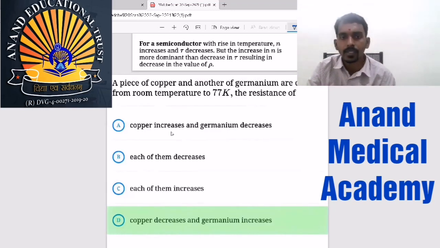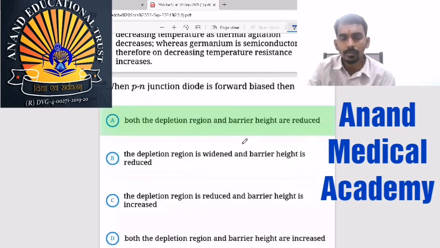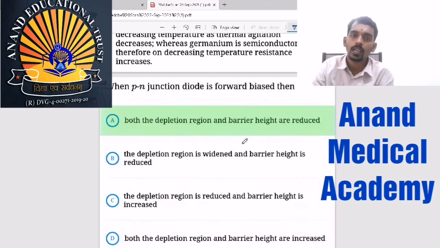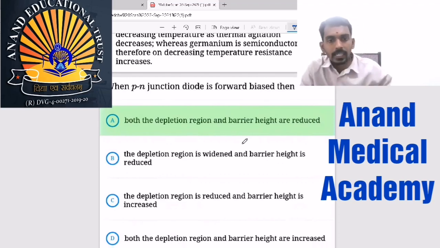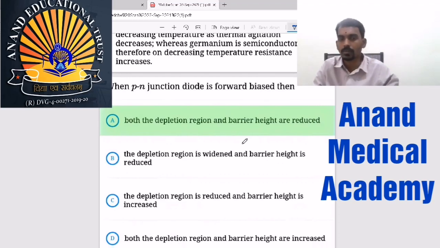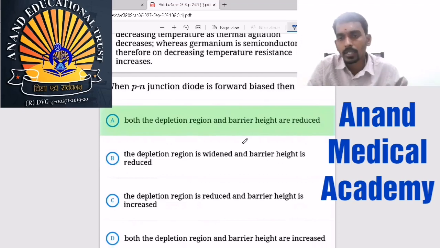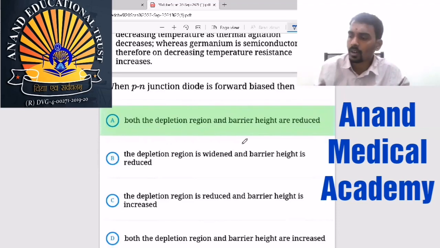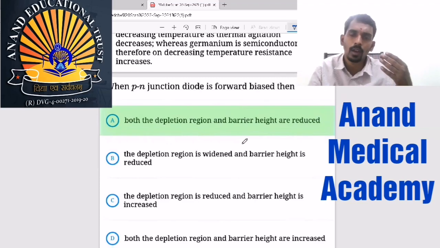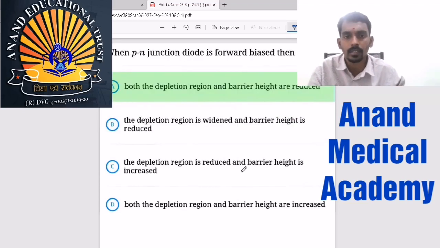Here the same question, but they have given the names. Copper is a conductor, germanium is a semiconductor. That's it. Means they can ask the question in an indirect way. And sometimes, or most of the time, they will ask theoretical questions based on the junction diode. So how the depletion region and barrier potential change in forward bias and reverse bias. Please try to read that particular topic from the textbook, and also read all the types of diodes, photodiode, solar cell and LED, all those things. Whether it is forward bias or reverse bias or heavily doped or lightly doped, all those things you need to read and remember.